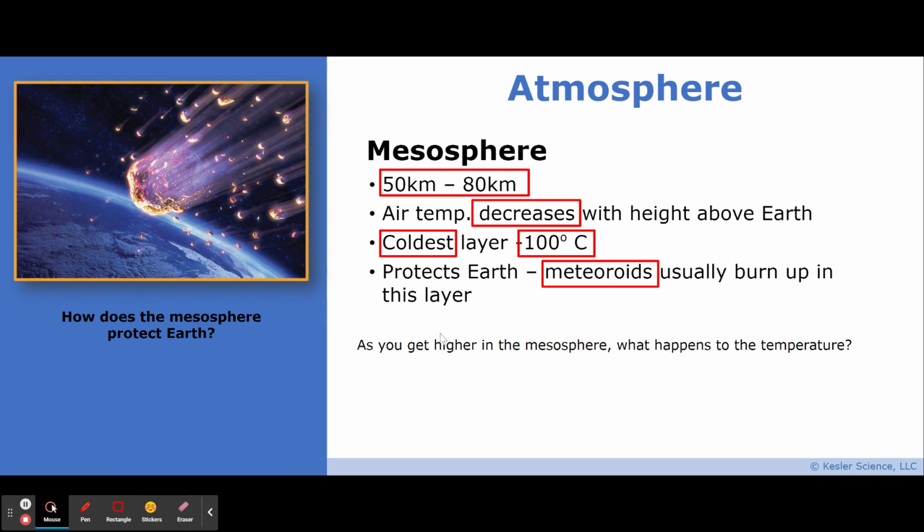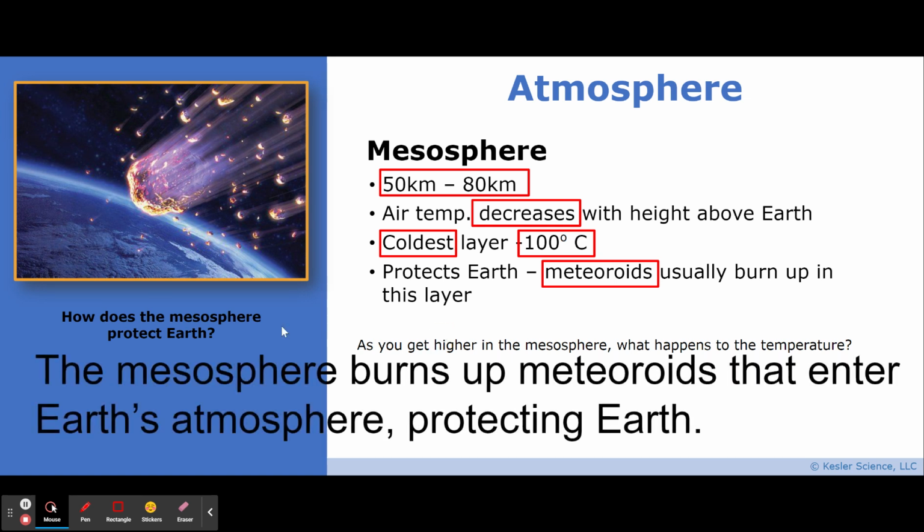As you get higher in the mesosphere, what happens to the temperature? Well, we already know it. The mesosphere burns up meteoroids that enter the Earth's atmosphere, protecting the Earth. And we already said up here, air temperature decreases with height above Earth.